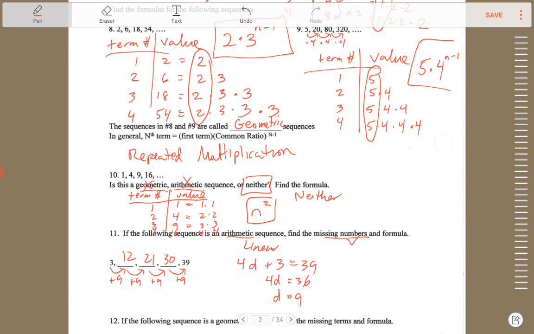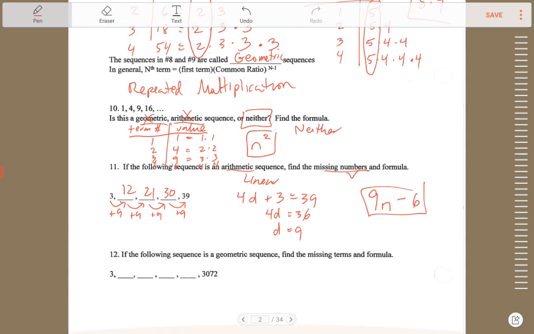We did it, check. And find the formula. If the common difference is 9, then that's our slope, 9 times n. And then, let's see, how did we get 3? Minus 6. If we have the first term, 9 times 1 is 9. Minus 6 will give us that value of 3. All right, and the last one on this page here.